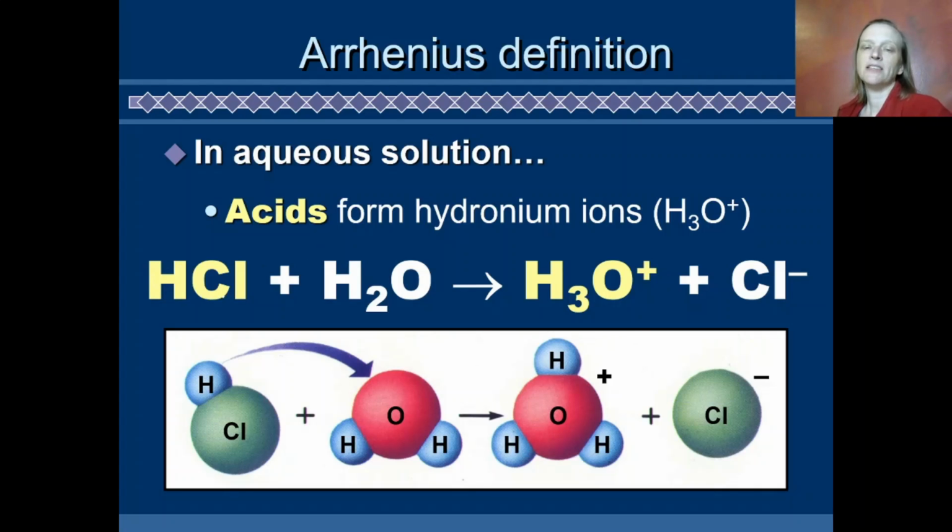So again, we can see here HCl plus water is making this hydronium ion plus chloride ions. So this is why we say that acids are electrolytes, because they are splitting up into their ions. We've got the chloride ion and the hydrogen ion. Although the hydrogen ion doesn't stay by itself, it attaches to the water. So you can see that HCl is the acid in this example.